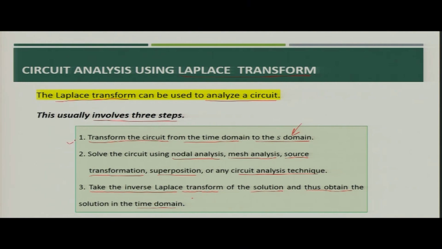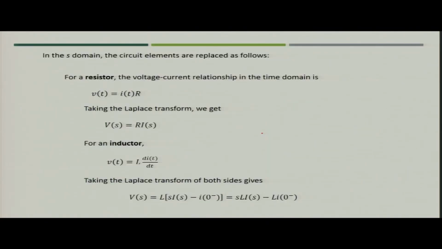The first thing we have to understand is how we can convert the various circuit elements from the time domain into the S domain. Let us first see the three key elements which we generally have in our circuit. Those are resistors, inductors and capacitors. How can we transform these three elements into the S domain?